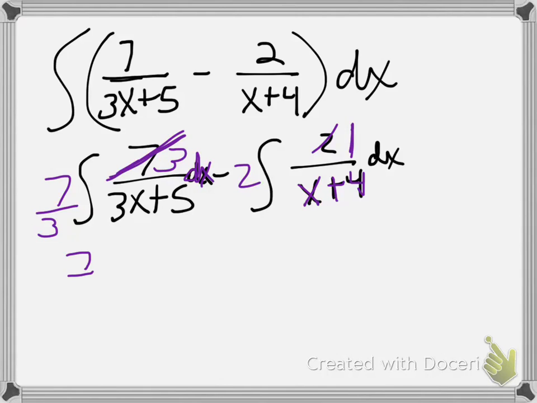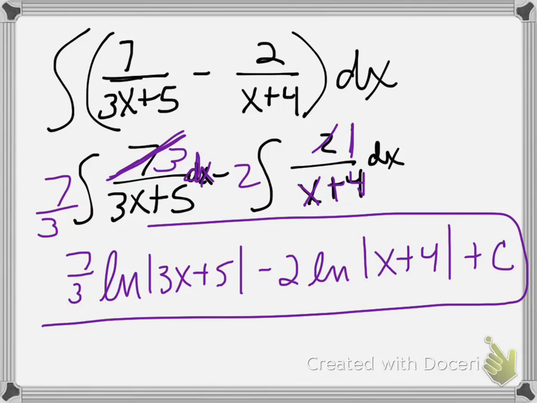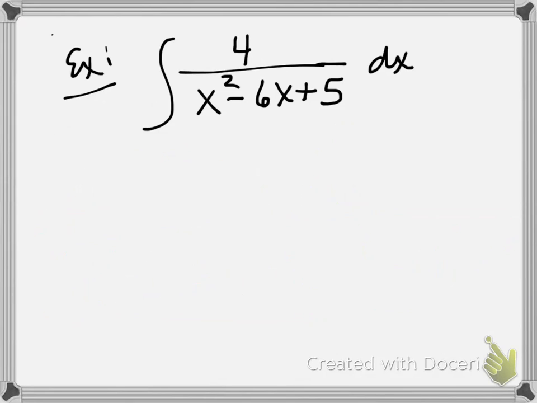So 7/3 natural log of 3x plus 5 minus 2 natural log of x plus 4 plus c. That's my solution to the integral. Okay, I have one more example. The nice thing about the AP test on this type of situation is that they only do a certain type. And so as long as we can break this into two factors, we've covered what we need to know. So we don't have to do a whole lot of practice with this.